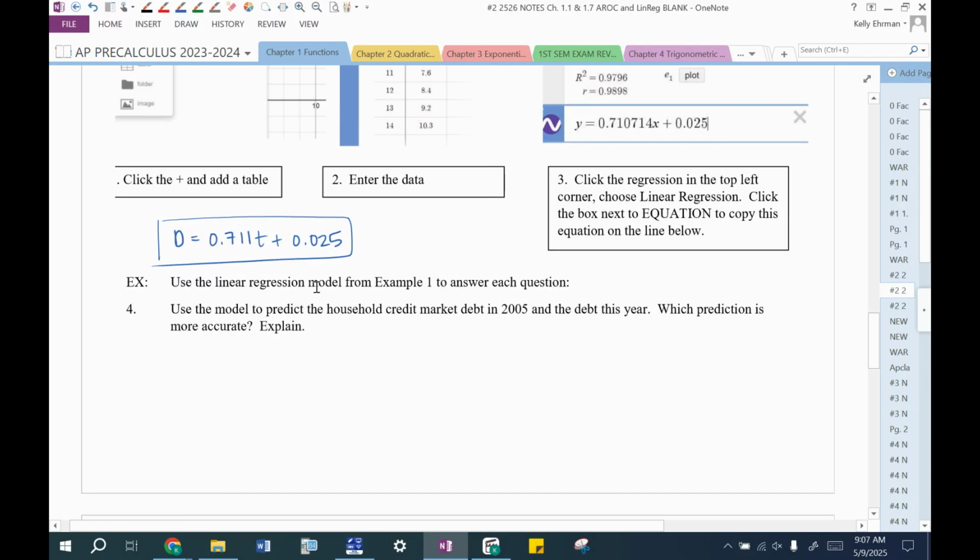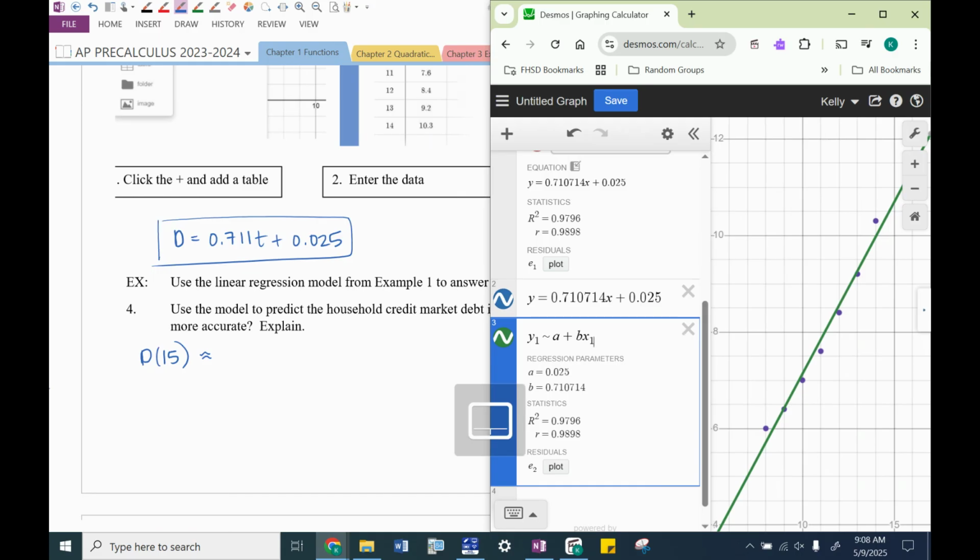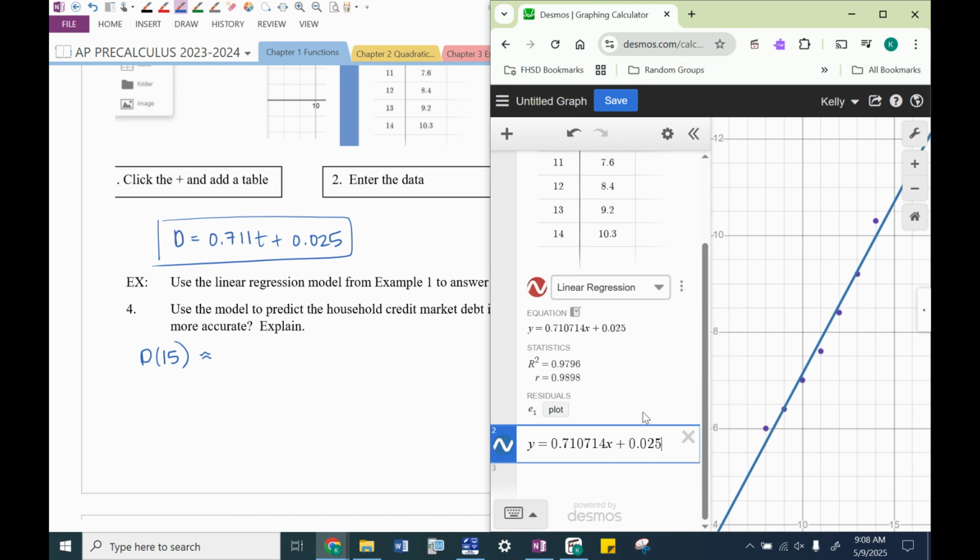So this says use the linear regression model from example 1 to answer each question. Use the model to predict the household credit market debt in 2005 and the debt this year. So, okay, 2005. That means I should be finding D of, what would 2005 be? It would be 15. And if I do that, I can type that into Desmos really easily. So I can say, all right, let's get this off of here. We don't need that second line.